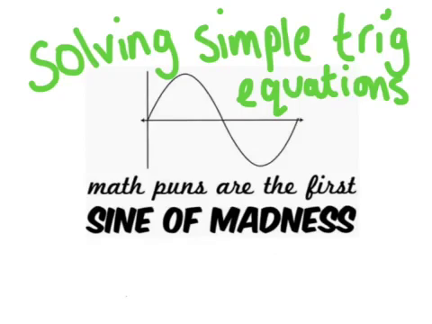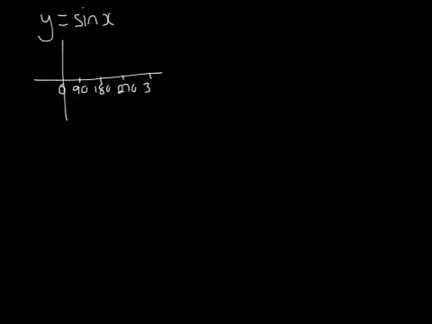Okay, this is really important in C2, solving simple trig equations. Some revision from GCSE. You're expected to know the sine graph. Let's plot some values: 0, 90, 180, 270, 360. Now you should know this off by heart. If you don't, you're going to have to start doing some stuff on your calculator.